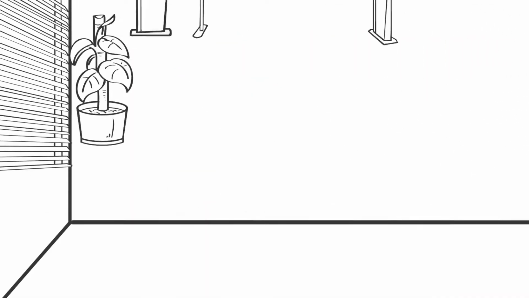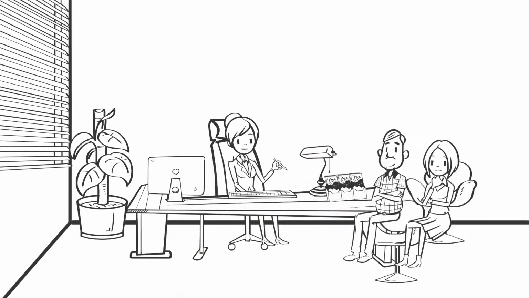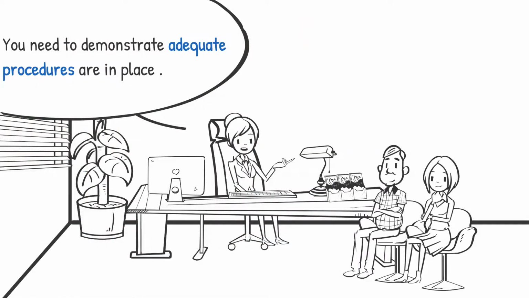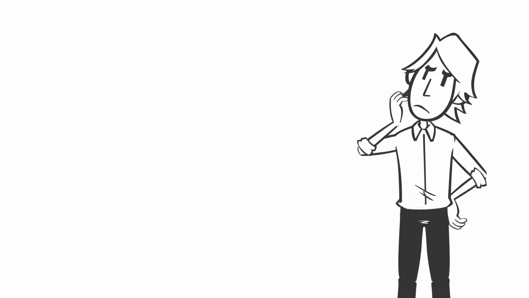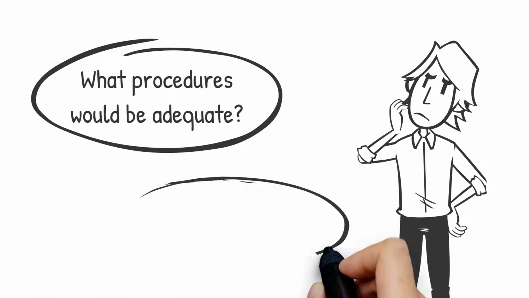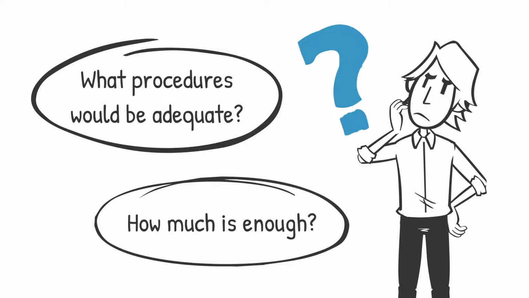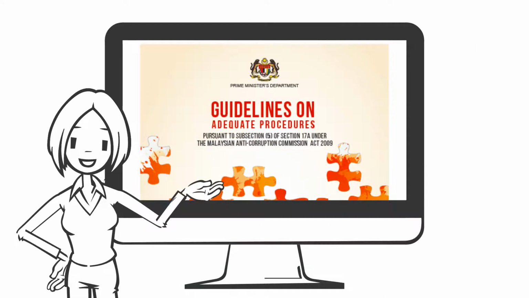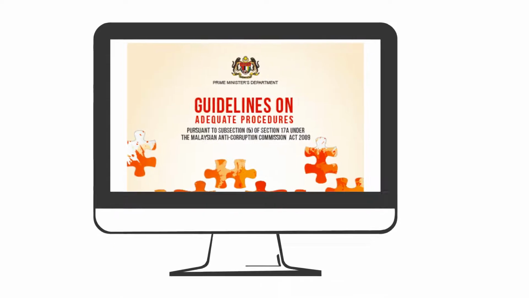As you should be well aware now, a company's only defense against Section 17A is to have adequate procedures. But how to go about putting in place such procedures? With the authority granted by the Act, the Prime Minister's office has issued the guidelines on adequate procedures to assist companies in implementing the appropriate measures.